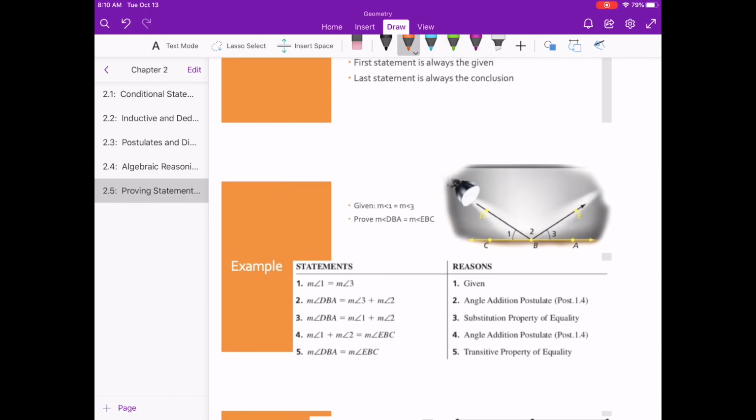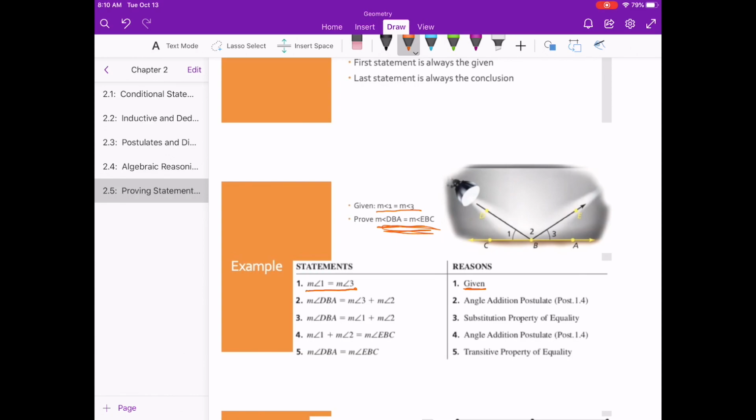Your first statement is always going to be your given, and our reason is always going to be given. You should never, ever, ever miss the first line of a proof. And then we're going to try to figure out how we get from what we're given to what we're trying to prove.